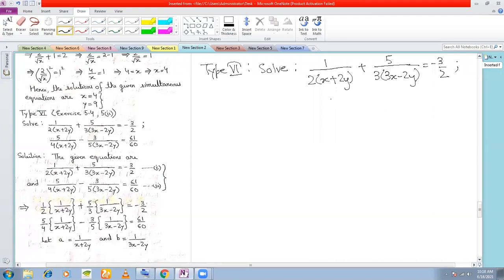Also, the other equation given is 5 by 4 times (x + 2y) minus 3 times 5 by (3x - 2y) is equal to 61 by 60. These two are the equations given.